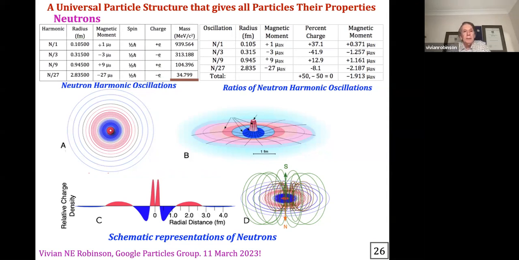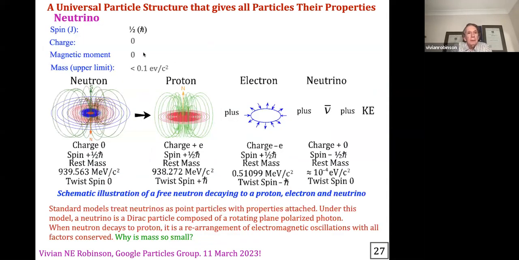Next, we come to the neutrino. Its usual properties: spin half-hbar, no charge, no magnetic moment, and an upper mass limit of 0.1 eV per c squared. Here I've just done a schematic illustration.